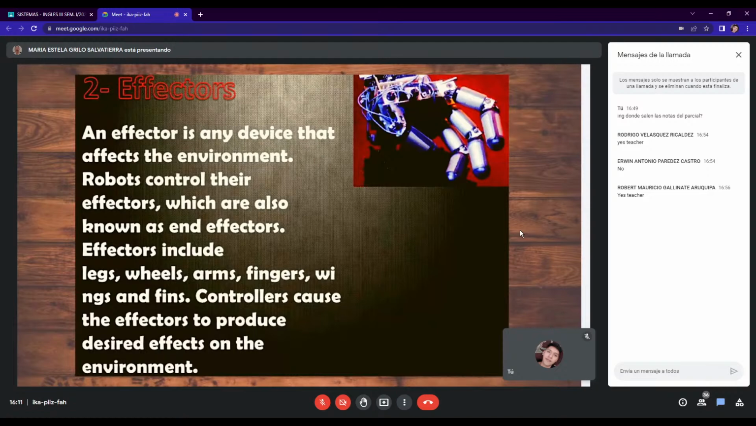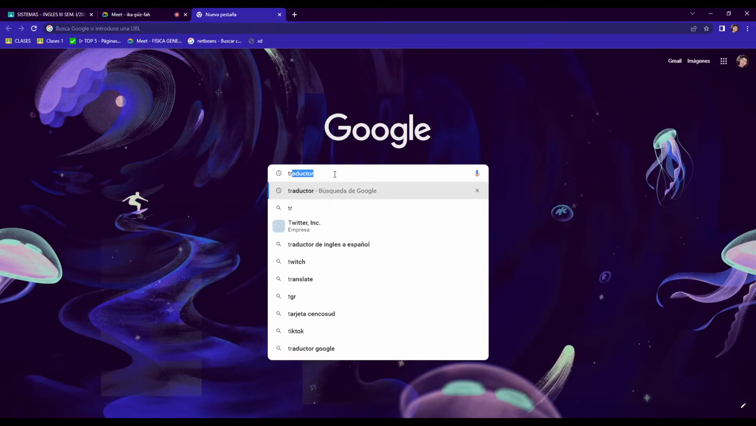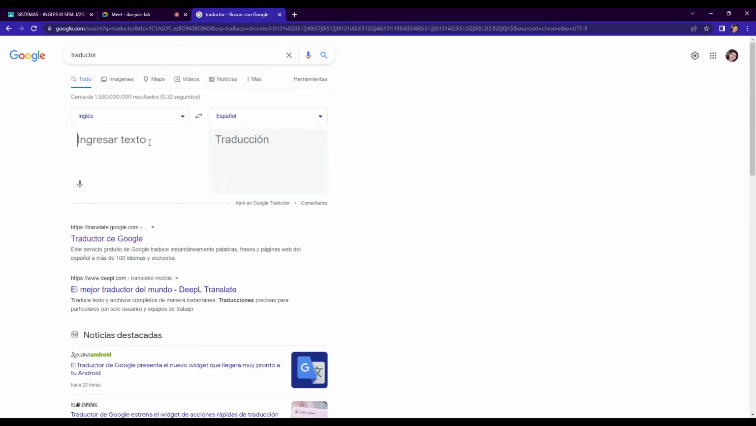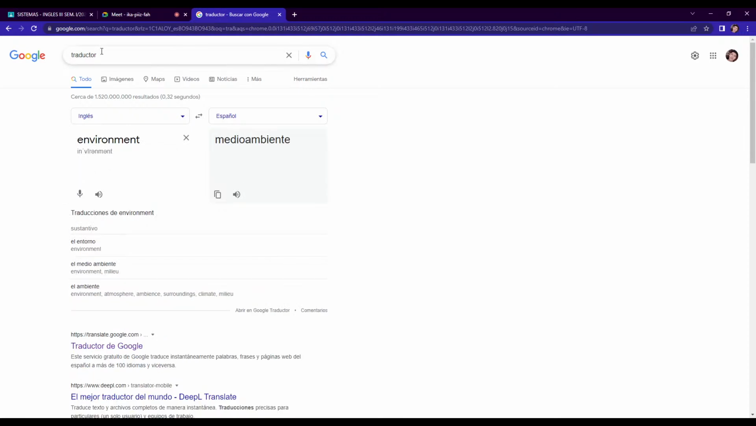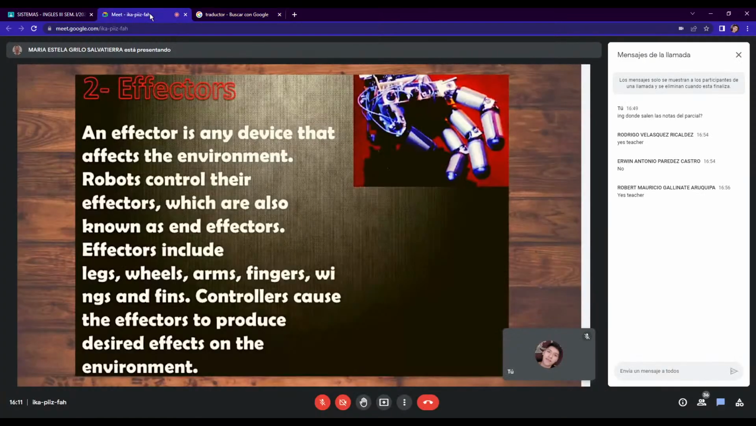What more? Who is going to read, please? Robots control their effectors, which are also known as effectors. Effectors include legs, wheels, arms, fingers, wings, and fins. Controllers cause effectors to produce desired effects on the environment.